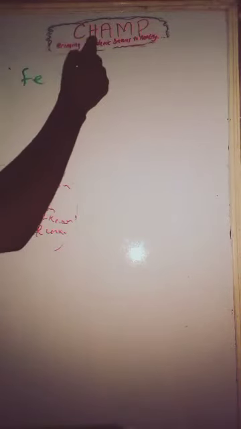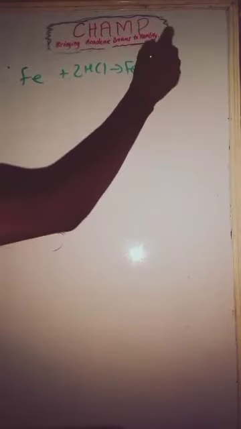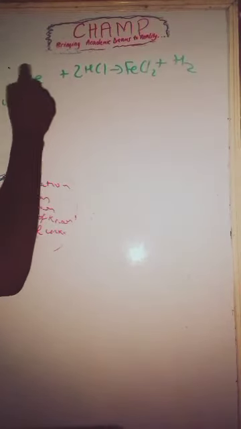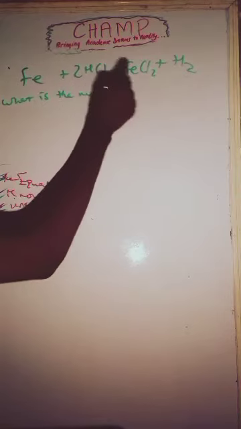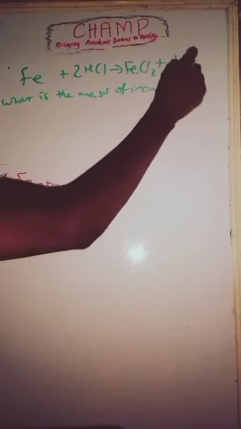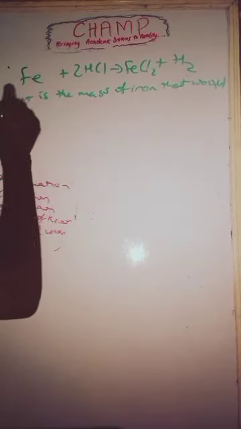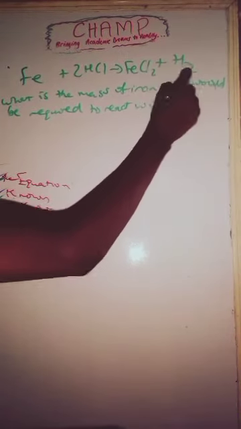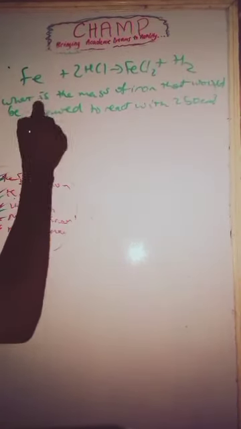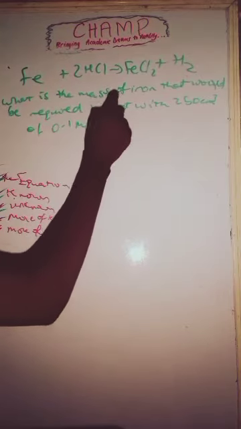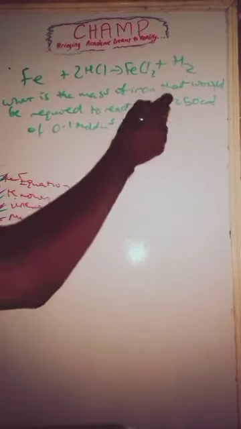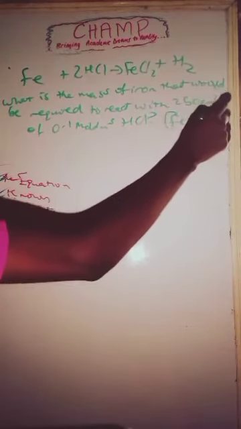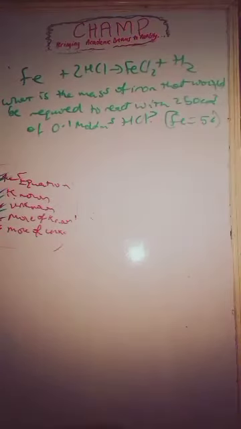Consider the equation Fe plus 2HCl to give you FeCl2 plus hydrogen. What is the mass of iron that would be required to react with 250 centimeter cube of 0.1 mole per dm cube HCl? Fe is 56. So yes, let's take the question together now.